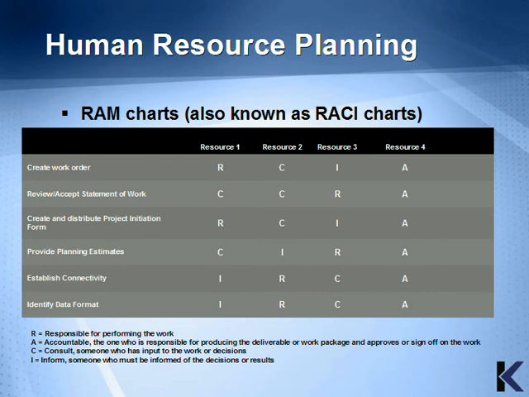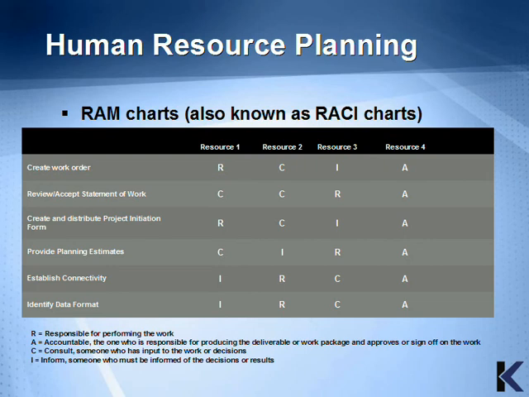This is an example of a RACI or RAM matrix-based chart. Across the top you have the resource or area name. Along the left side are the work packages. RACI stands for the type of responsibility that the individual or group has for that work package.